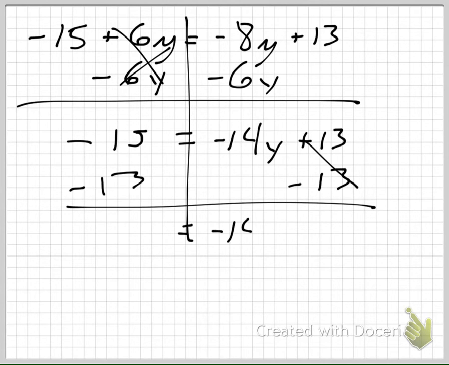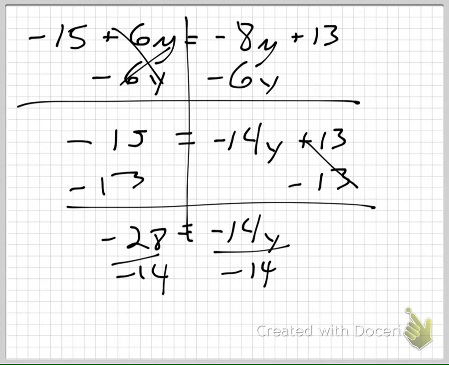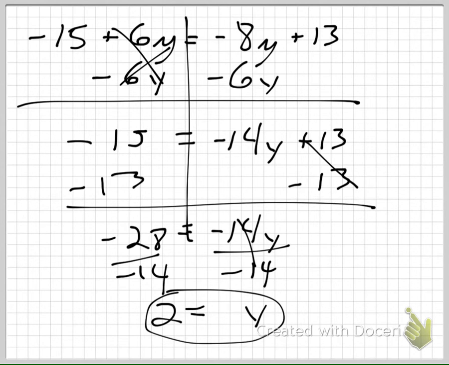I now have negative 14y equals negative 28, divided by negative 14, divided by negative 14. It still comes out to y equals 2. I made negative 28 divided by 14. Right, but negative 14, right, but I added 13. Right. Again, all these tiny little steps that you've got.